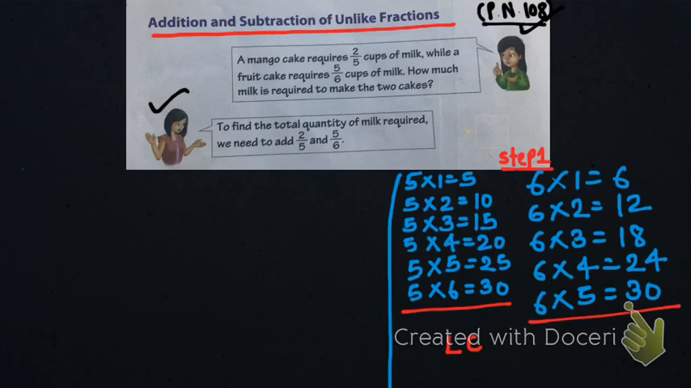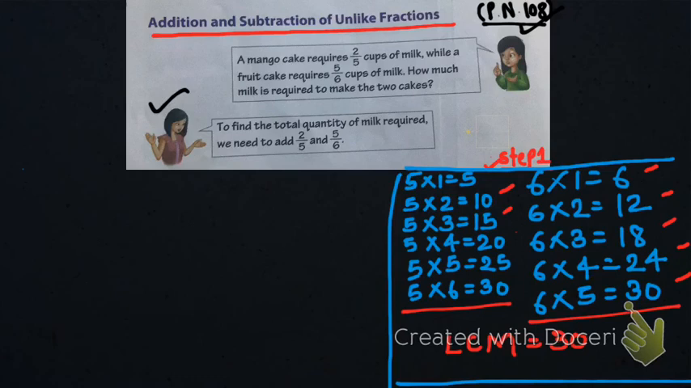These are called multiples. 5, 10, 15, 20, 25 are all multiples of 5. Similarly 6, 12, 18, 24, 30 are multiples of 6. Okay, so we have to find the lowest common multiple, meaning the number which comes first in both their tables. So our answer is 30. So the LCM of these two numbers is 30.